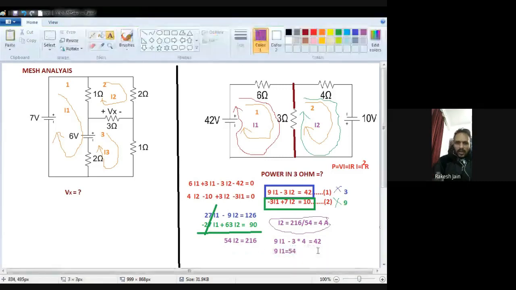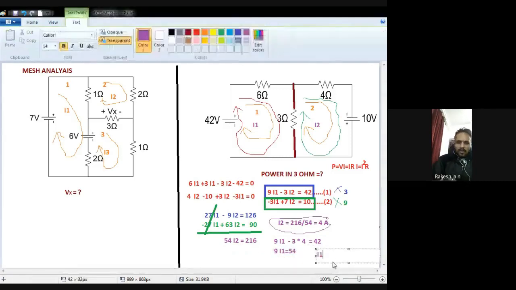So what is I1 now? I1 will be equal to 54 divided by 9, that is equal to 6 ampere. If you have any query, ask me.